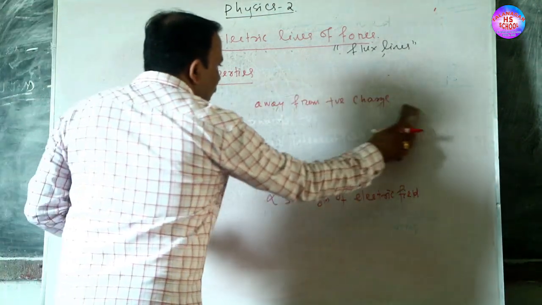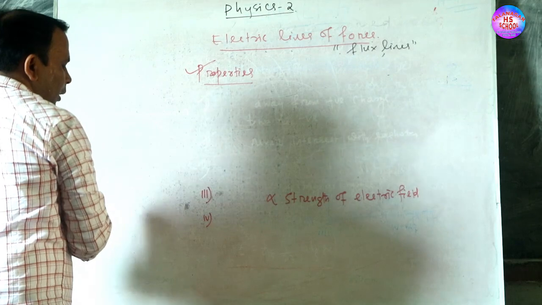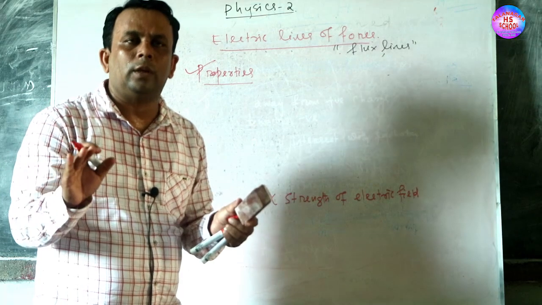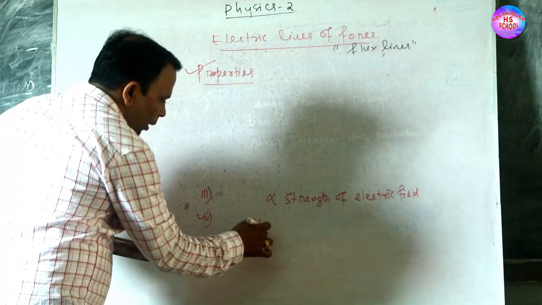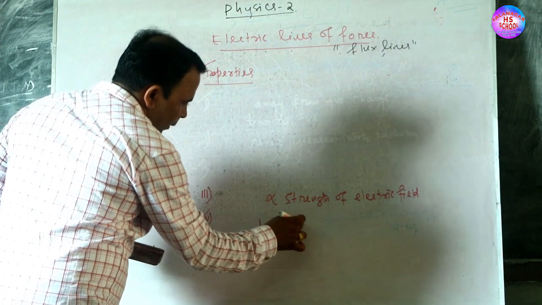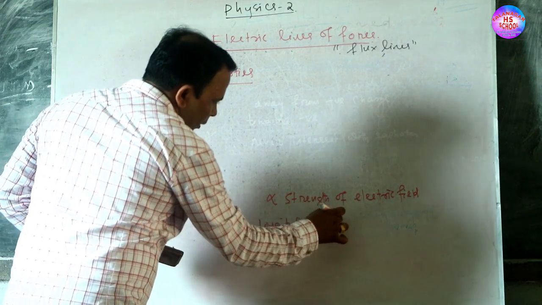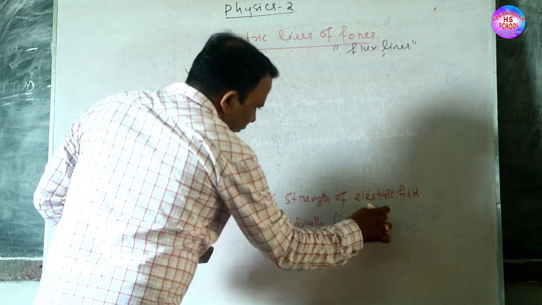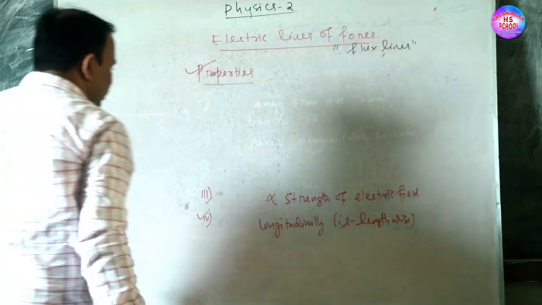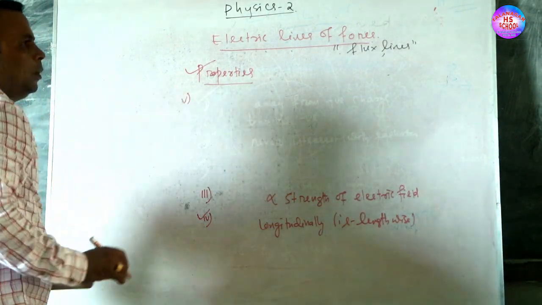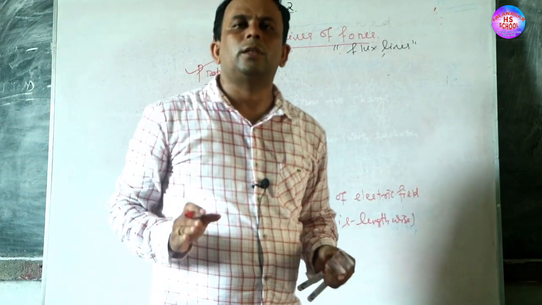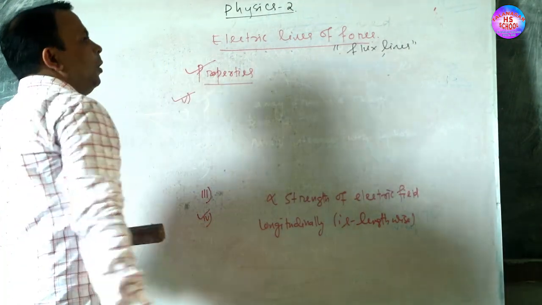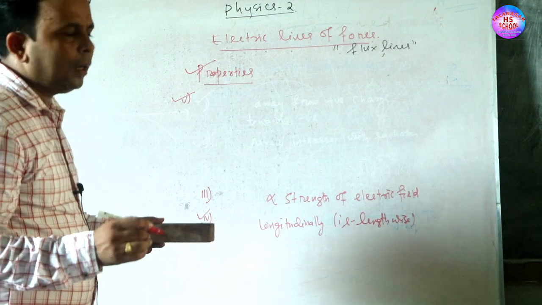Then fifth, the lines of force contract longitudinally in case of two dissimilar charges. Lines of force contract longitudinally means lengthwise. Then lines of force exert lateral pressure in case of two similar charges. If the two charges are similar in nature, then the lines of force exert lateral pressure.